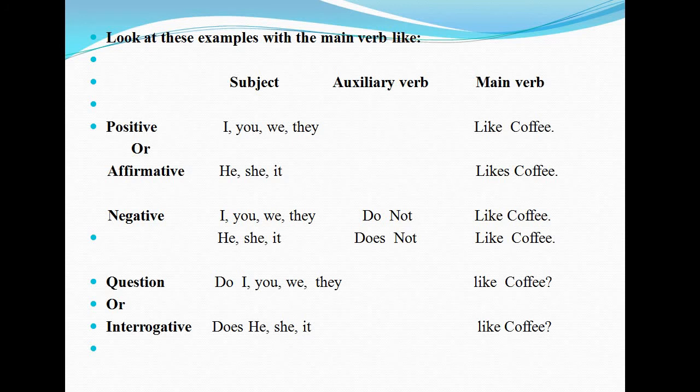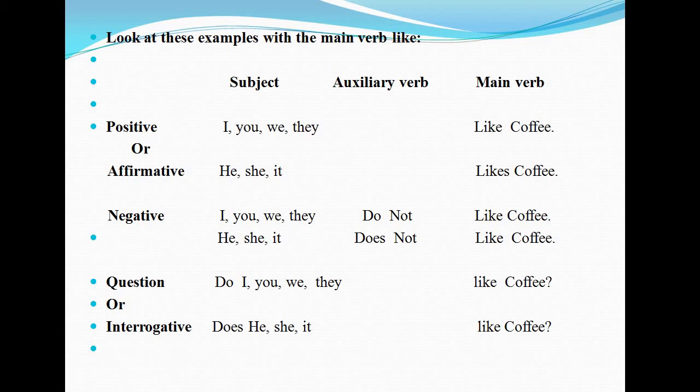Look at these examples with a main verb: subject, auxiliary verb, main verb. Positive, or we can call it affirmative. I like coffee. You like coffee. We like coffee. They like coffee. We can't say "I likes coffee." No, it's wrong. We only use it with the third person.